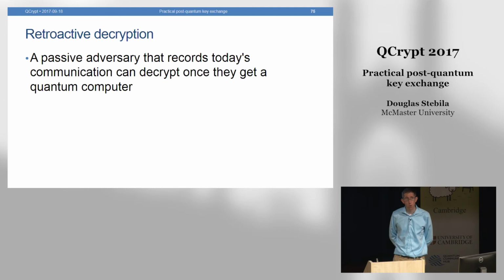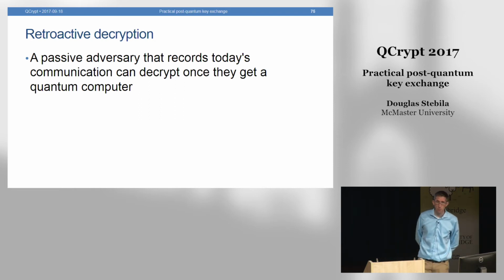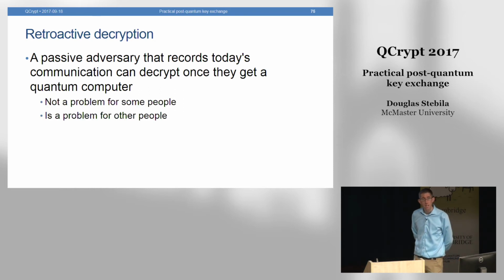And we know that people are recording ciphertext today. At least at one point a few years ago, there were indications from the Snowden documents that the NSA was recording all encrypted communication on the internet. It's grown a lot since then, so whether they're still able to do that, we don't know. But there is a lot of information that's encrypted that's being recorded for later decryption. Now, in some scenarios, this isn't a problem, but in some scenarios, this is a problem.